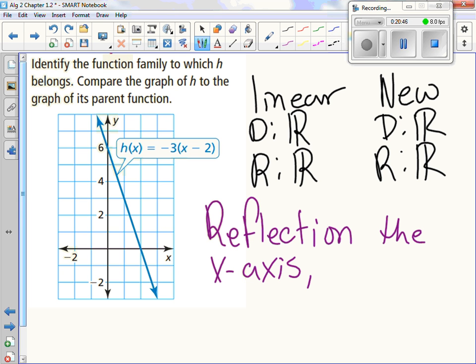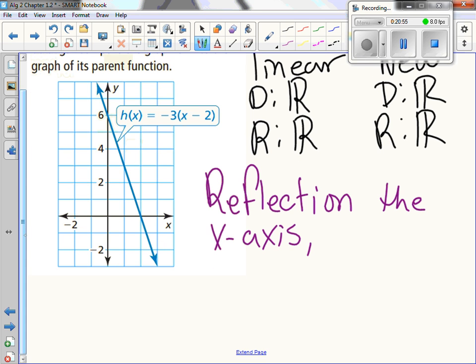Because the negative tells me that we have a reflection across the x-axis. Because when A is negative, it's a reflection across the x-axis. Now the 3 is talking about a vertical what? Because it's going to be stretch or shrink. Because it's a stretch if A is greater than 1. It's a shrink if 0 is less than A is less than 1. It's between 0 and 1, it's a shrink. If it's greater than 1, it's a stretch.